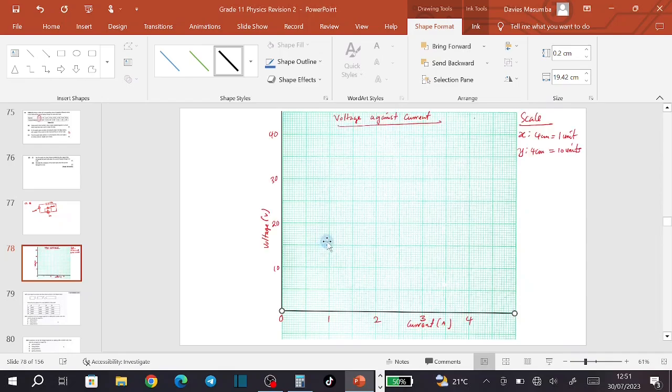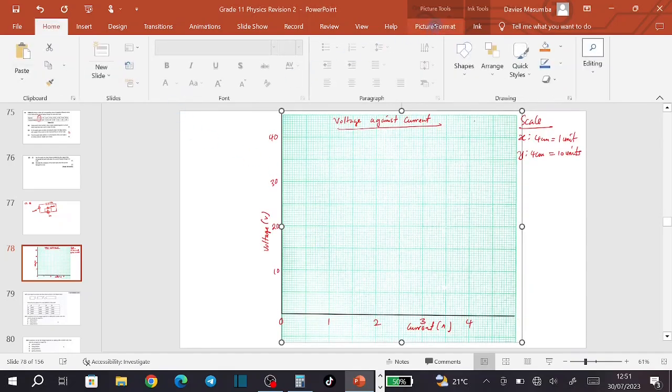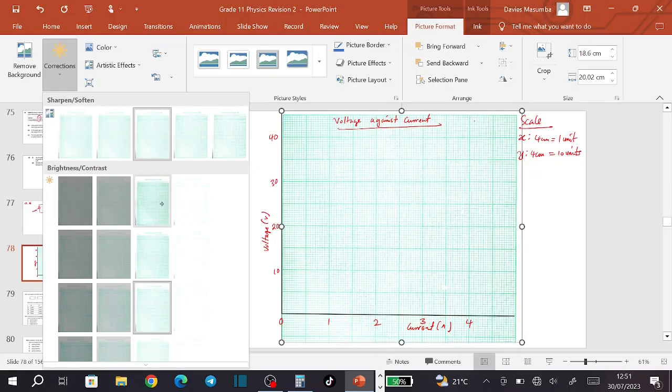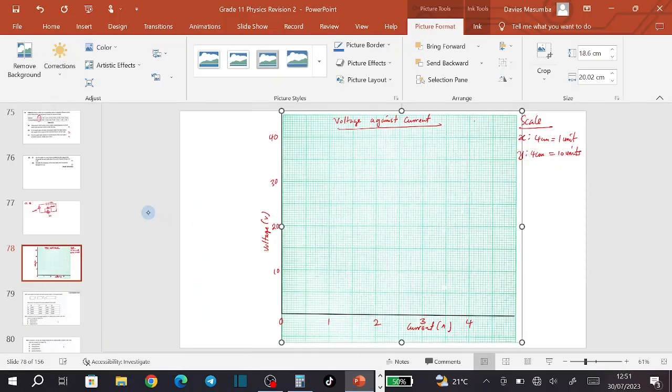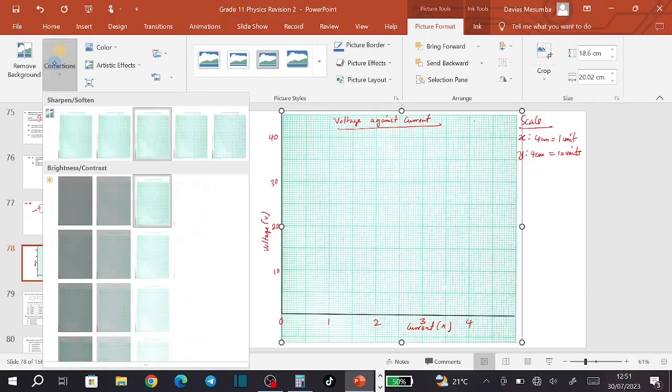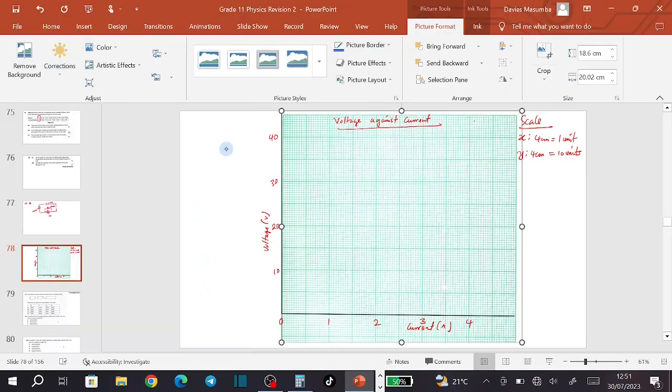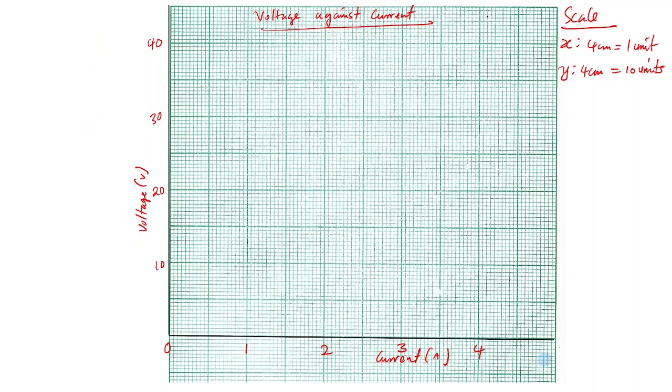Did I change this one to this dark one? Okay, this one at least. And let's see if I use this one. Okay, I think to me this one is much better.